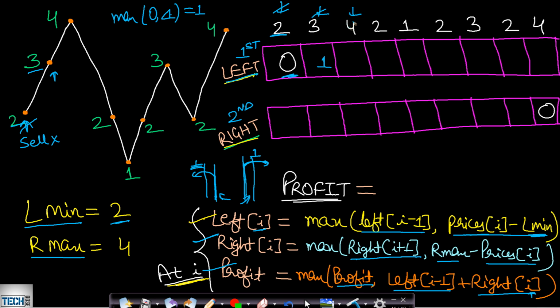Now we will move on to the next point, 4. Now at this 4, what will be the maximum profit for the left transaction? That will be equal to the maximum of the previously found maximum value, which is 1, comma, the current profit value. So the current profit value will be 4, which is the current value, minus L minimum value, which is 2. So 4 minus 2 will be equal to 2. Okay, so here 2 will be given.